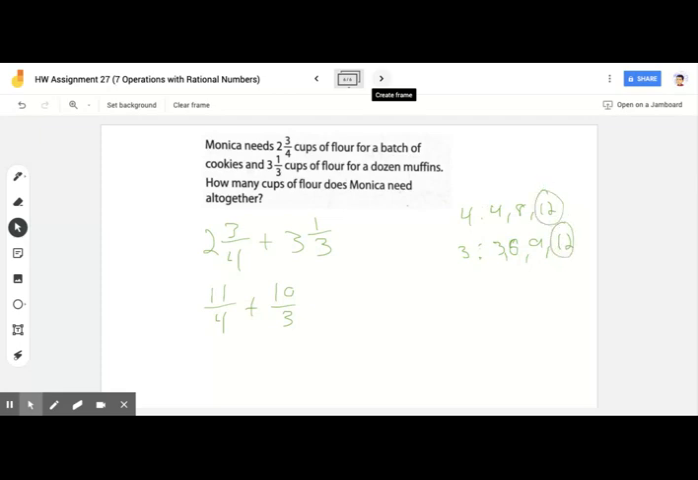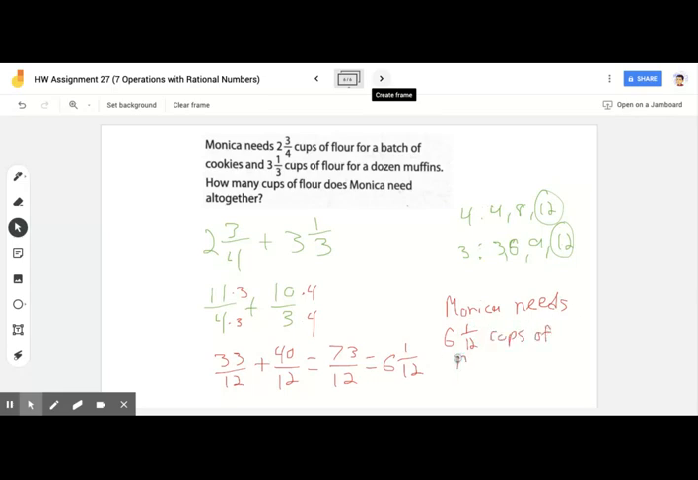Okay, so let's see what we can do. Turn these into 12. So I know I'm going to have to multiply times 3 and times 4. We'll have 33/12 plus 40/12, which is going to be equal to 73/12, which is going to be 6 1/12. So we would say, how many cups of flour does Monica need? So Monica needs 6 1/12 cups of flour.